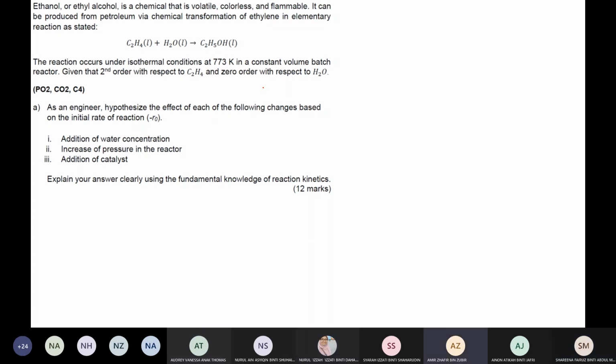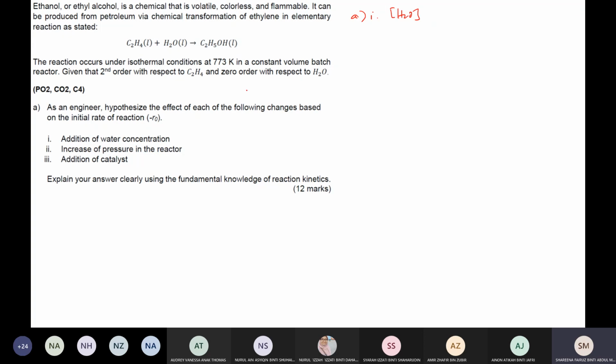Boleh. Okay, alright. So for the second one, okay, we have ethanol, alright, plus with the H2O equal to C2H5OH. Alright, so given second order with respect to C2H4 and zero order with respect to H2O. Alright, so you have to explain your answer clearly using the fundamental knowledge of reaction kinetics. Okay, so the first one is addition of water concentration. Does it affect the initial rate of reaction?